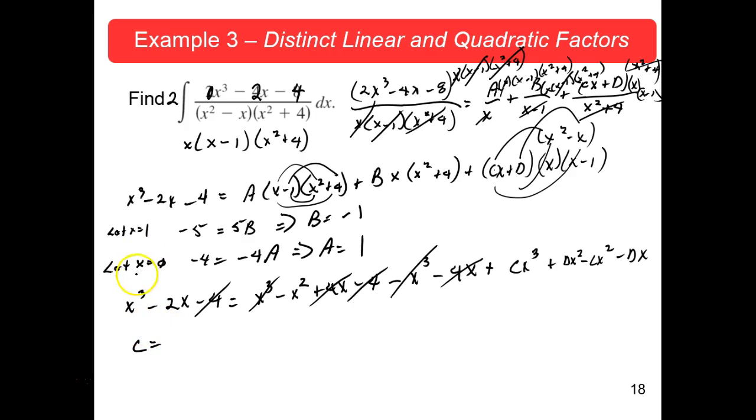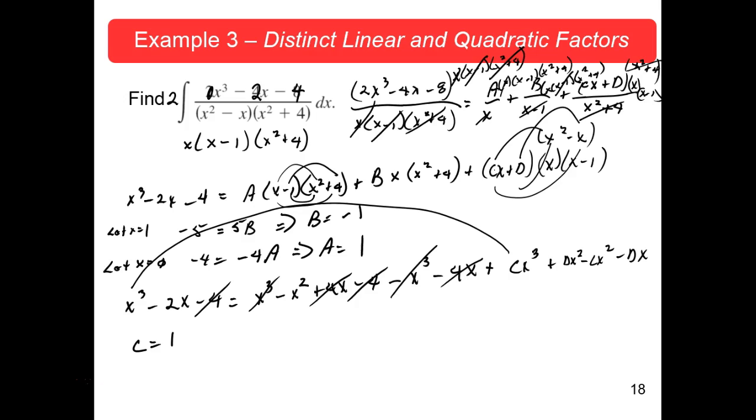Do you see that? On the left-hand side, you have 1x cubed. On the right-hand side, the only x cubed you have is cx cubed. That means c equals 1. Right? Yay or nay? Okay. So we got our c. We got our a, got our b, we got our c.